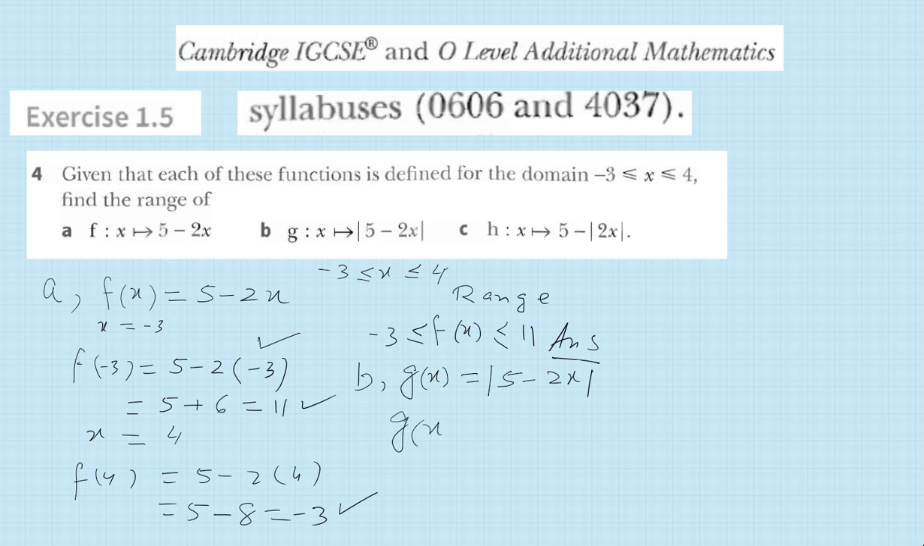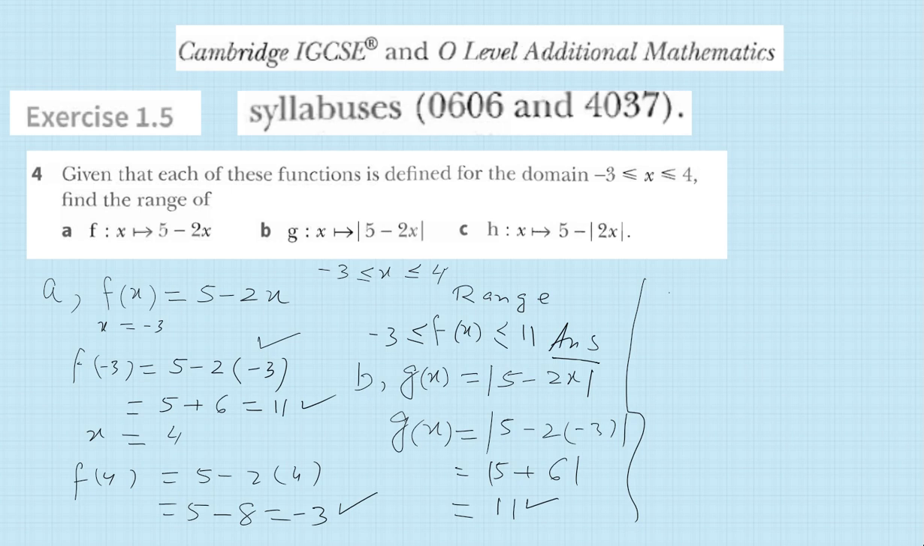The domain is the same, minus 3 to 4. First we have to put minus 3. Okay, 5 minus 2 times minus 3, 5 minus minus is plus 6, 5 plus 6 is 11, and the absolute value of 11 is 11. Okay, this is the first value. Now we have to put the other value, which is 4.